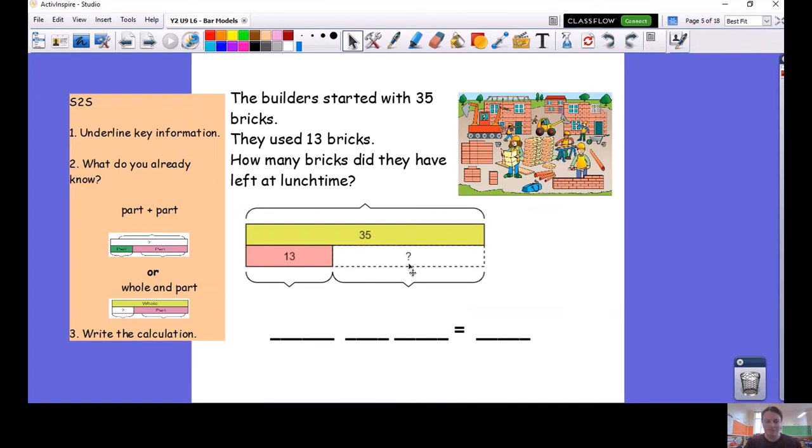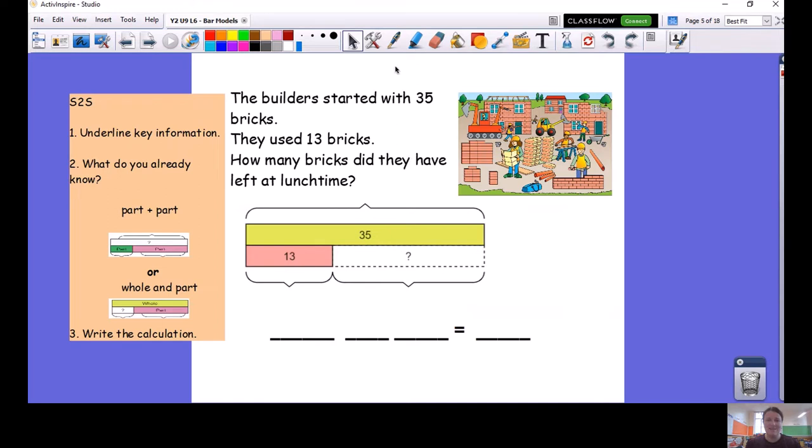So what words are being used in the calculation, and using the bar model, what are we actually being asked to do? I'm going to read you the steps to success, and then we'll go through the first question. The first step is to underline the key information. We do that in every single question we do, whether that's reading or maths or even writing. What do you already know? Looking at that key information, do you have two parts, or do you have a whole and a part? And once you've worked that out, you need to write down the calculation. So let's go through this first one together.